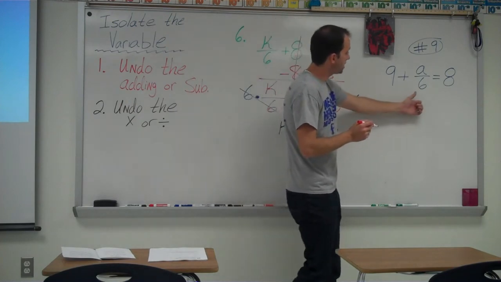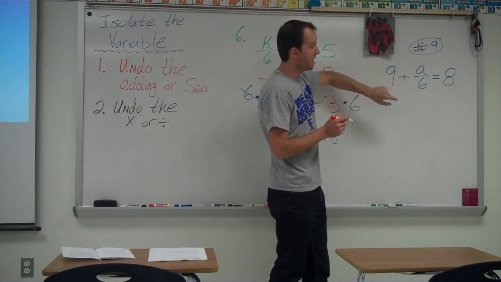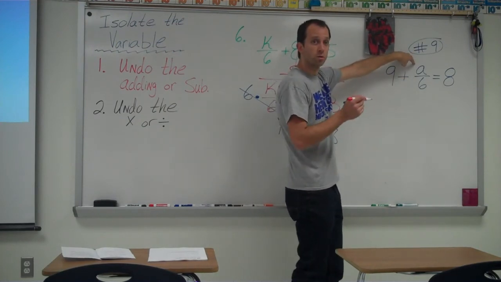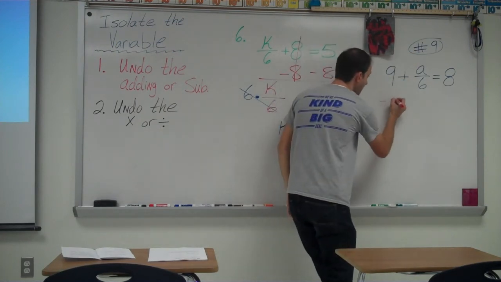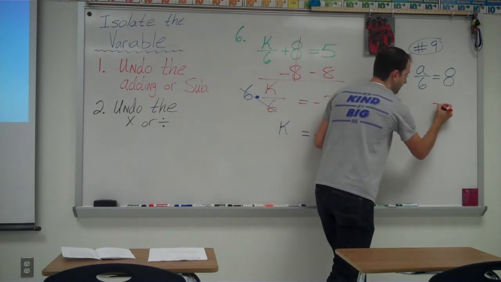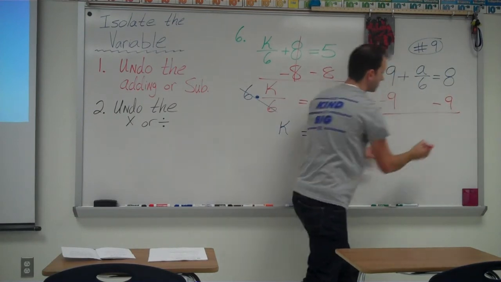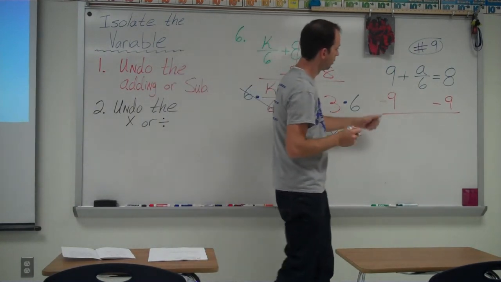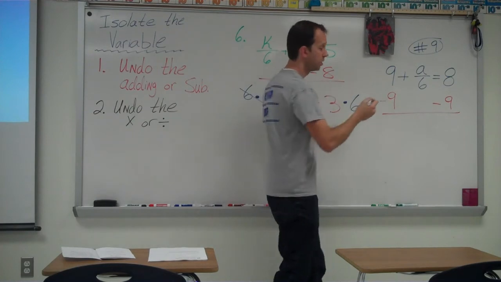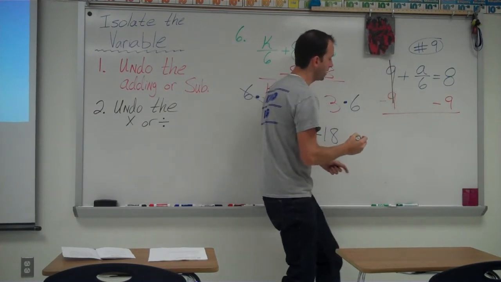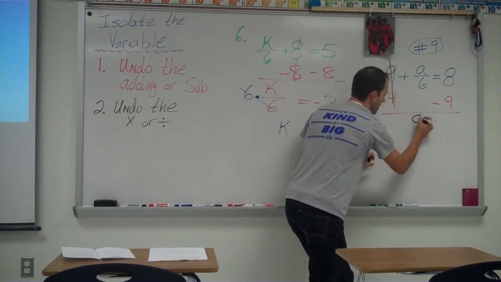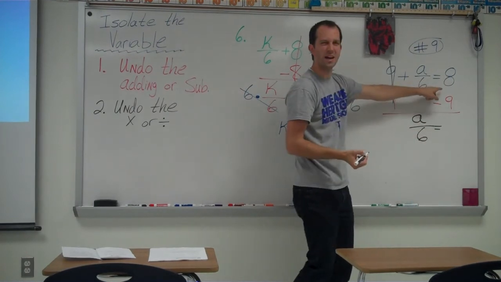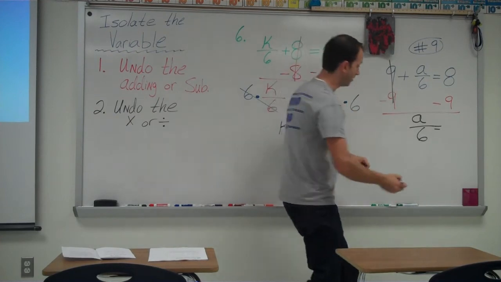So, undo the adding. Well, what's being added to a? It's the 9 that's being added to our variable. So we are going to subtract 9 from each side. Subtract 9 and subtract 9 there under the 8. Well, 9 minus 9 is 0, so they cancel out, and we have left a over 6 equals 8 minus 9, negative 1.